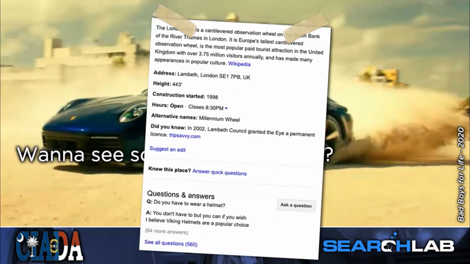Now, the answer's been changed since then. The answer now says, something like, yeah, it's a good idea, I almost fell out, even though you can't fall out because it's an enclosed little car. But the point being, while this is funny and we laugh at it, it's not great for the customer experience for people that are thinking about going to this. So you always got to pay attention.